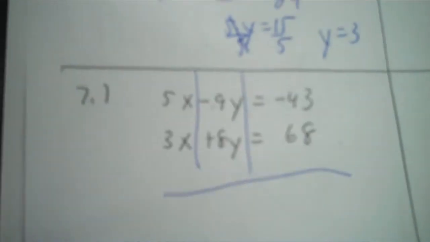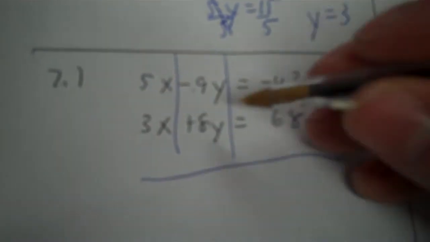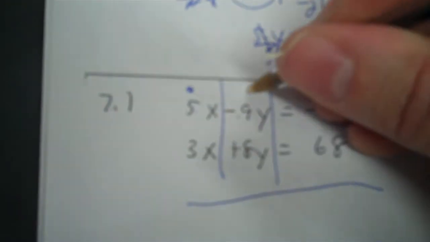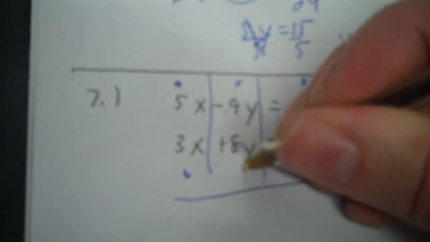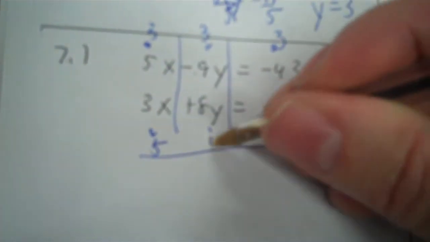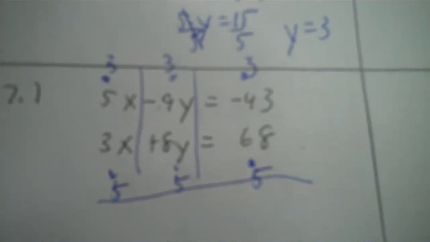Now, 5 plus 3 is 8, so that does not make 0. Negative 9 plus 8 is negative 1. That doesn't make 0, and I don't have anything that's the same. So what I do is I multiply both equations. We're going to get the x's to be the same. So we have a 3 here, so we're going to go 3, 3, 3. Then a 5 here, 5, 5, 5. We've done this many times.